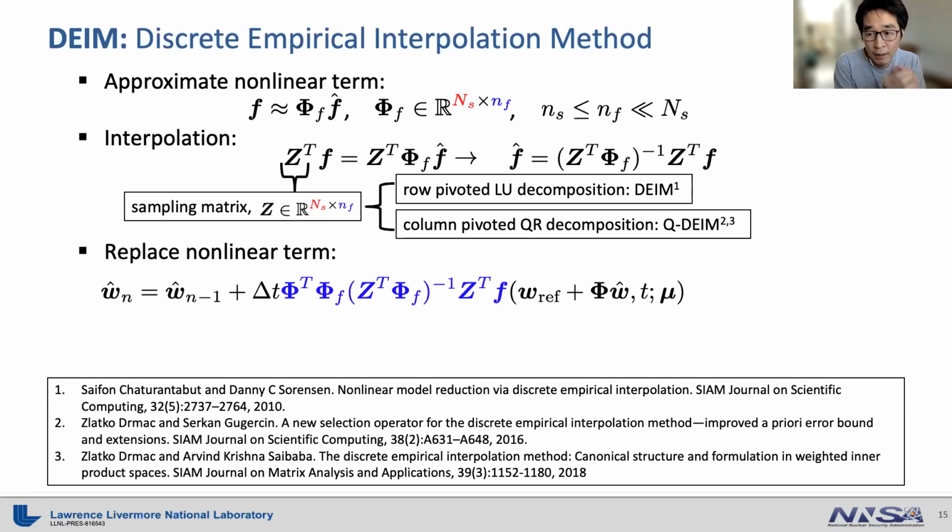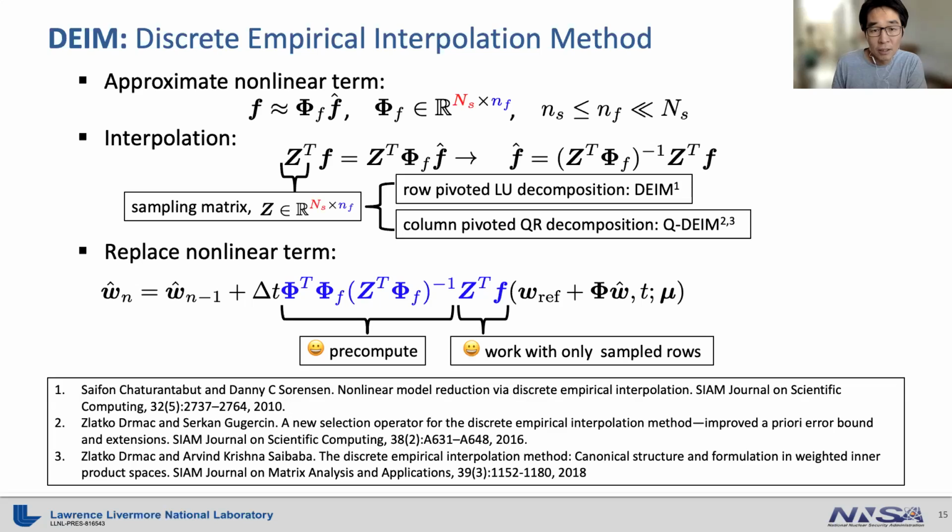Then you will end up with these somewhat crazy looking equations, but if you look closely, a lot of terms can be pre-computed. And this nonlinear term can be efficiently computed because of the sampling matrix Z in front of the nonlinear term F. Okay, this is how you achieve the efficiency through the reduced order model and the hyperreduction.